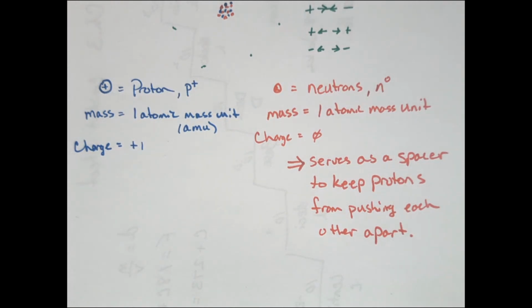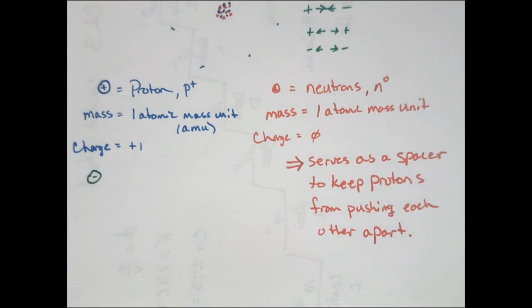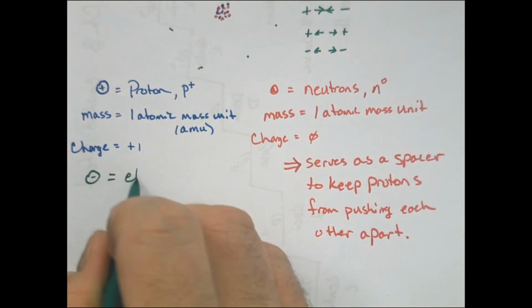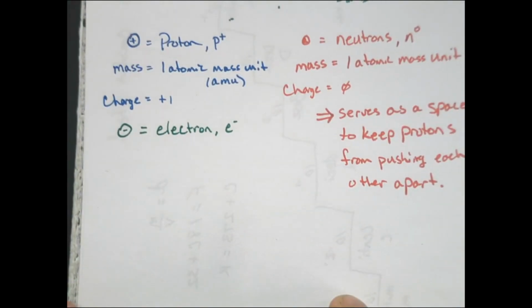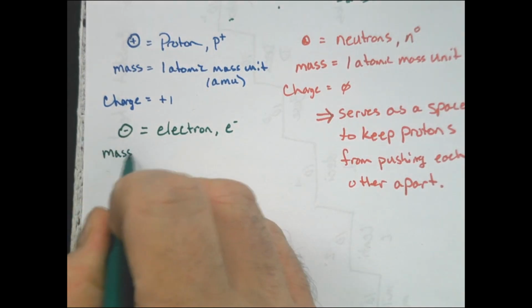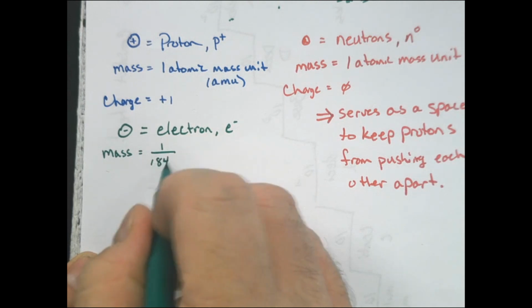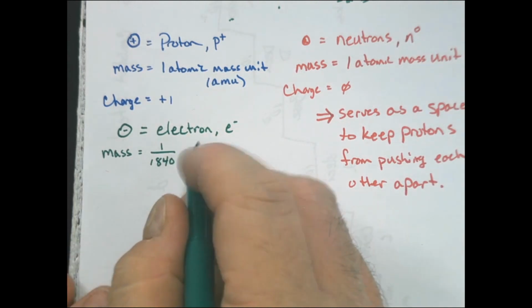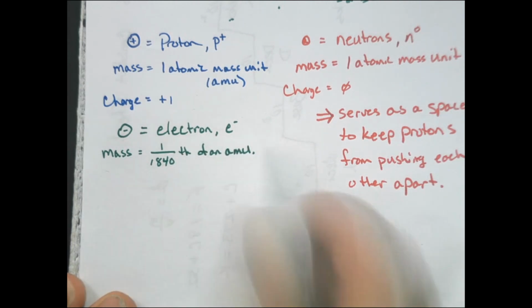And then finally we have electrons. Electrons, we have found, are very, very small. The symbol we'll use is e-. It has a mass equal to 1 over 1840, 1/1840th of an AMU.